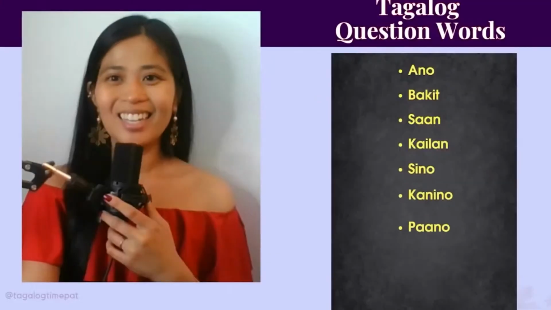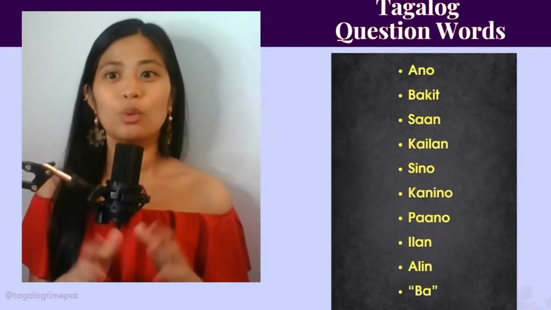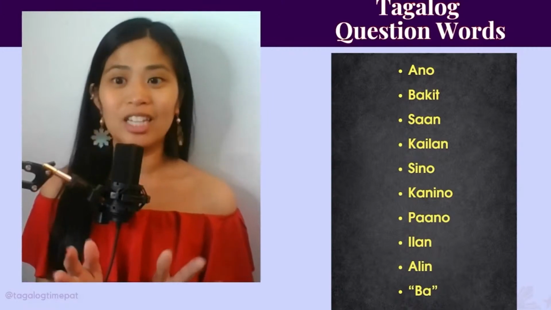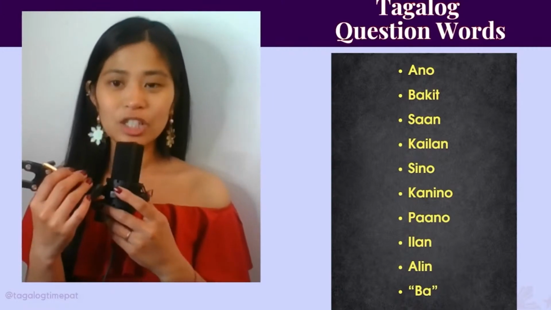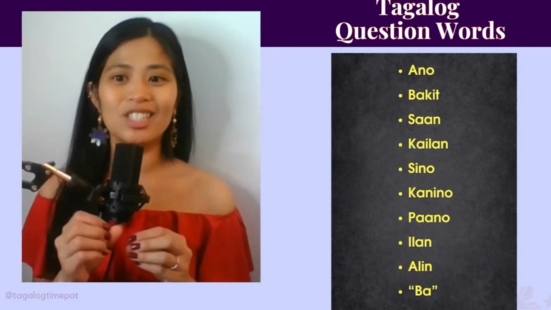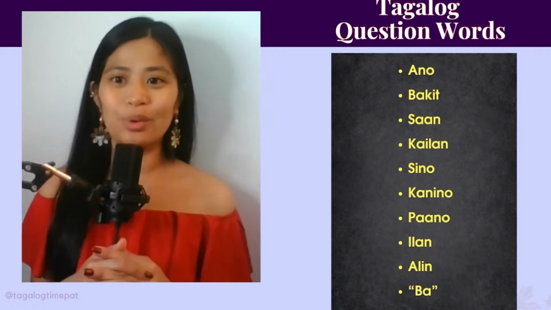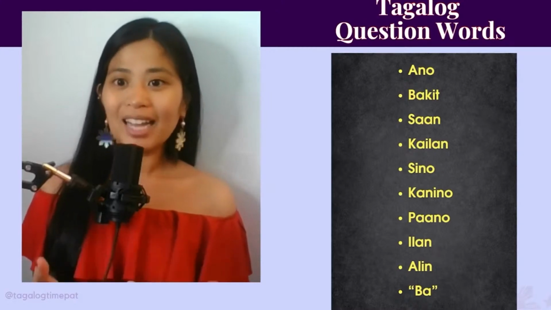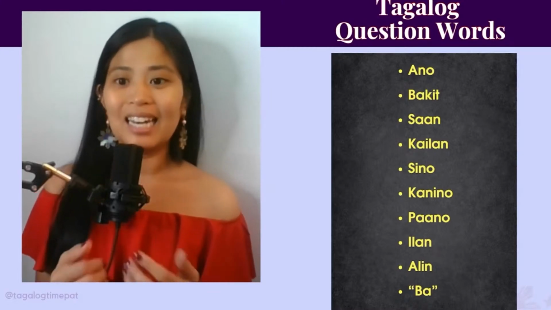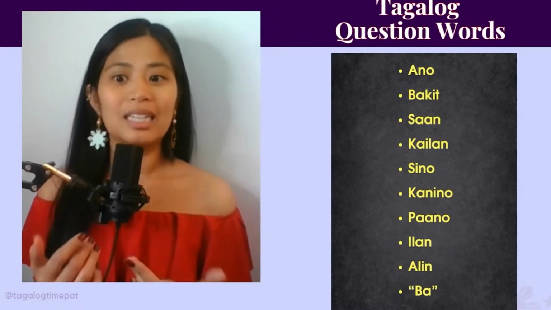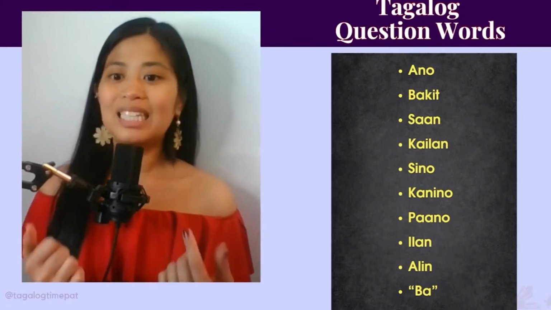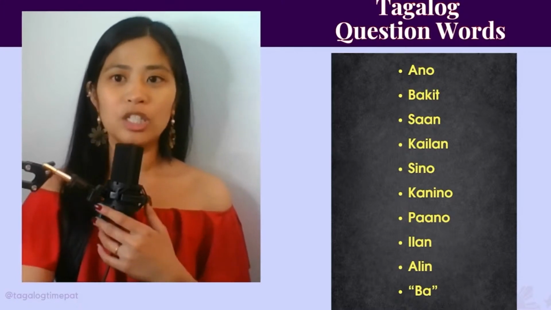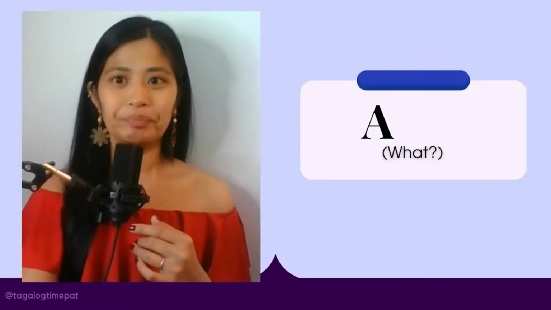So here are some Tagalog question words. There are a lot, and then we're going to be talking about them and then some variations as well. So let's just go through them. They don't have the translation just yet, but as we go through them, the translation will pop up as well. So ano, bakit, saan, kailan, sino, kanino, paano, ilan, alin, and ba. So these are all of the question words that we're going to be talking about today.